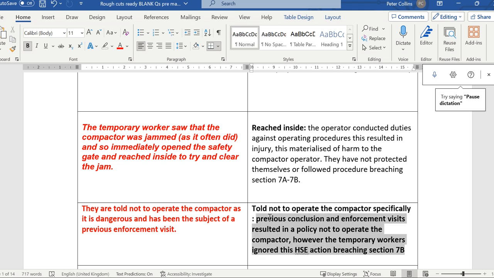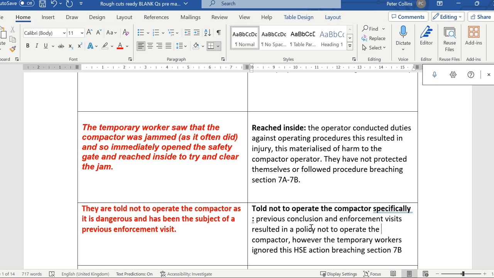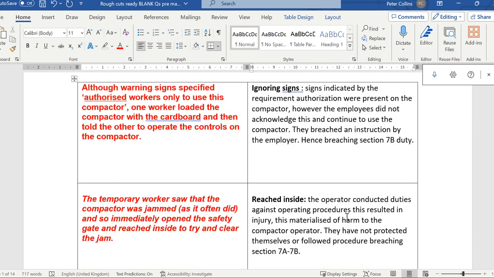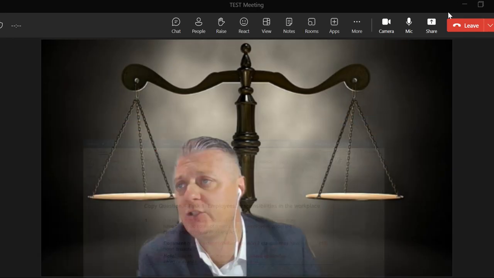So they were told not to operate the compactor specifically. Again, previous conclusion and enforcement visits resulted in a policy not to operate the compactor. However, the temporary workers ignored this. HSE action, breaching section 7B. So that's just some examples. And what do we have there? Word count, 33 words. There you go. So that's really what you've got to do. And you've got to do that 10 times for that particular question.